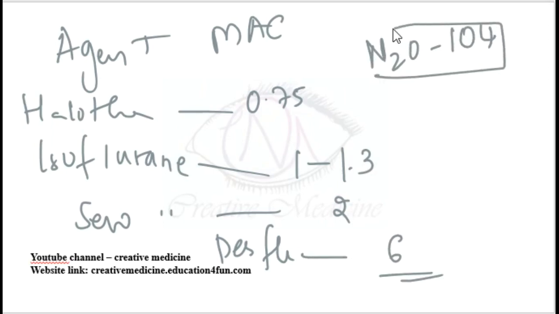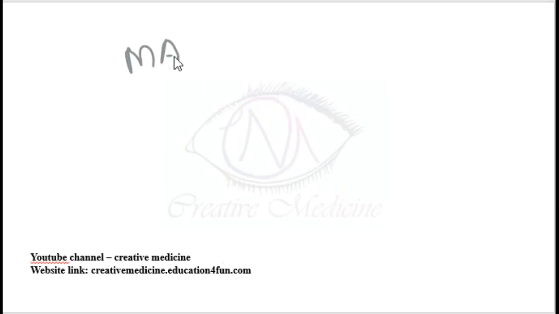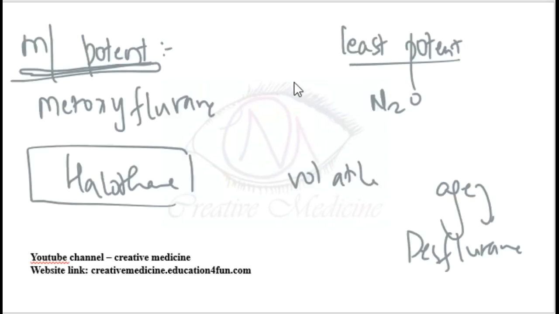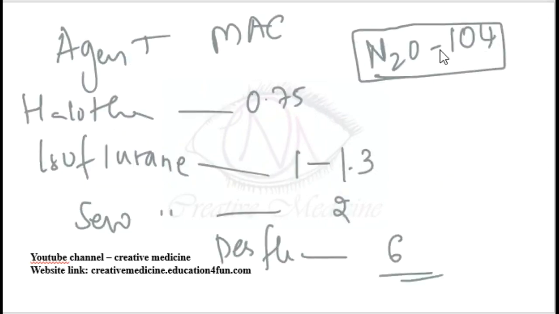So the least potent is nitrous oxide because of its high minimum alveolar concentration. Minimum alveolar concentration is inversely proportional to potency. That means the least potent here is nitrous oxide, which has a MAC of 104, whereas the most potent is halothane, which has the least minimum alveolar concentration.